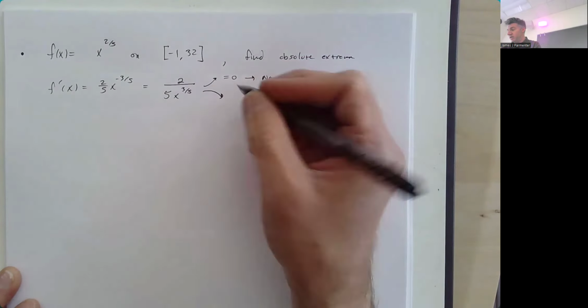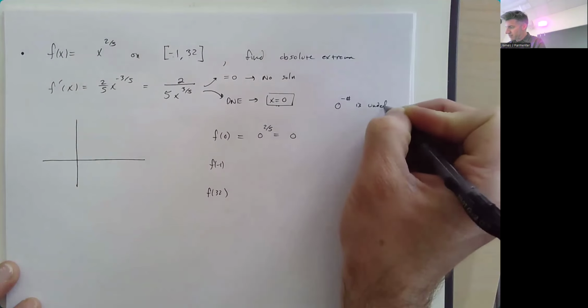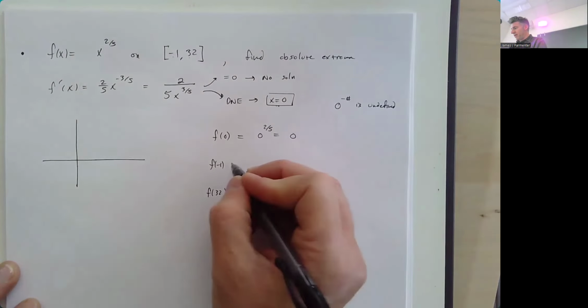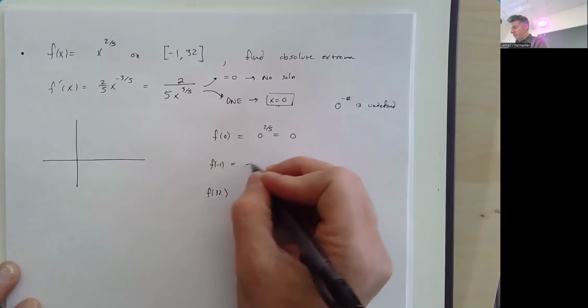f of 0 is easy. 0 to a positive power is always 0. I do emphasize positive there because 0 to a negative power is undefined. Right? Think of 0 to the -2nd. It's like 1 over 0 squared, which is 1 over 0, which is undefined. So 0 to a positive power is 0. 0 to a negative power is undefined.